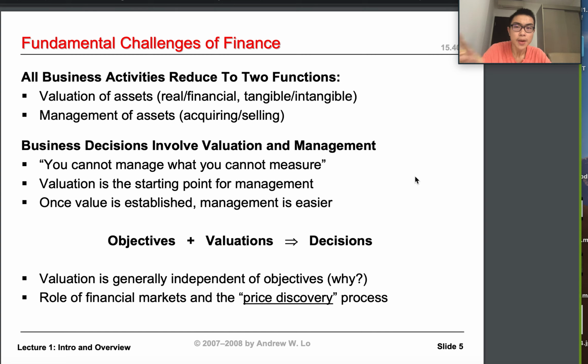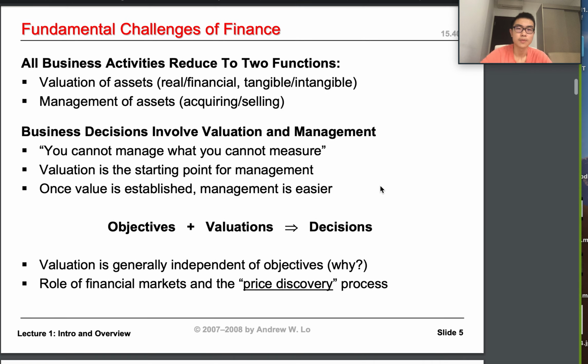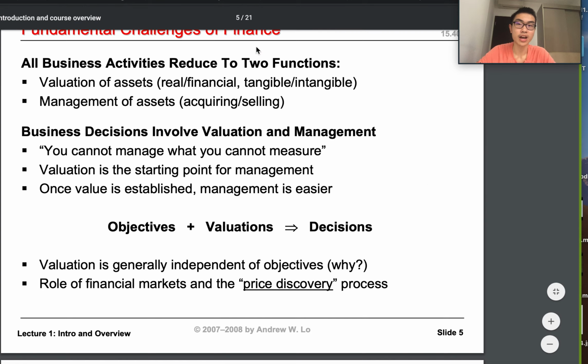However, management is a step that comes after you finish your valuation. Without valuation, you're not going to get to the management step. Impossible to get to the management step. Once the value is established, management becomes pretty easy. So that's why here's a formula written by Professor Andrew Lo: objective plus valuation equals decisions. Once you have an objective, like you want to finance a product with the most reward, most return, and you know the value of the asset, then you can come up with a decision. That's how it works.